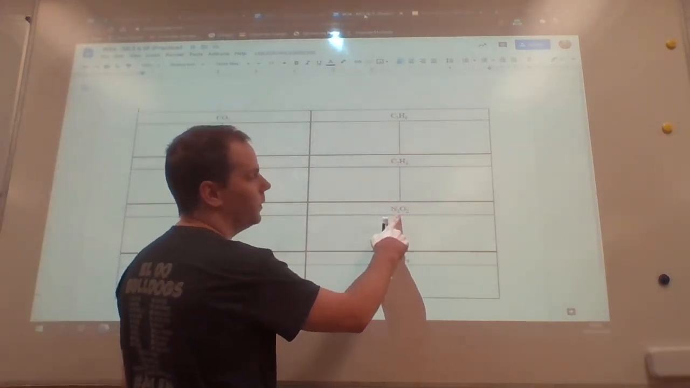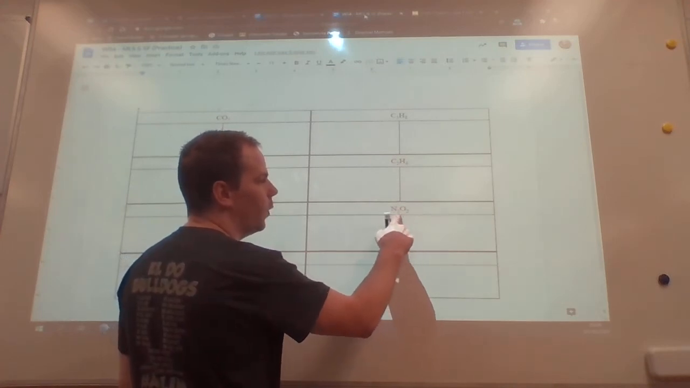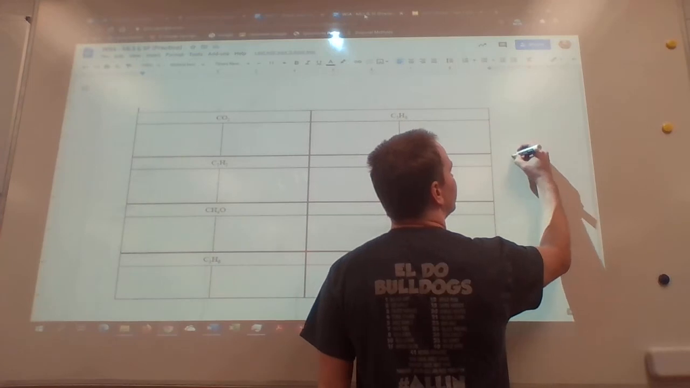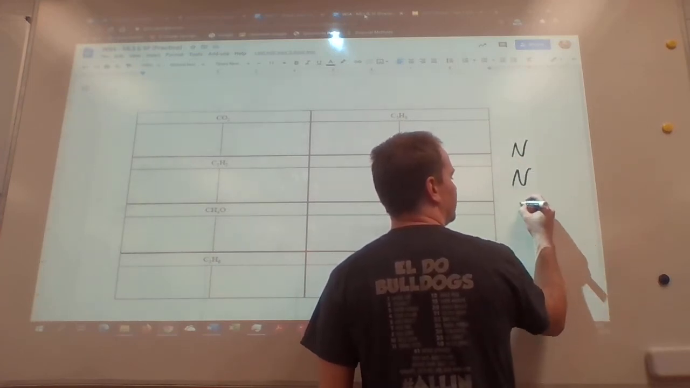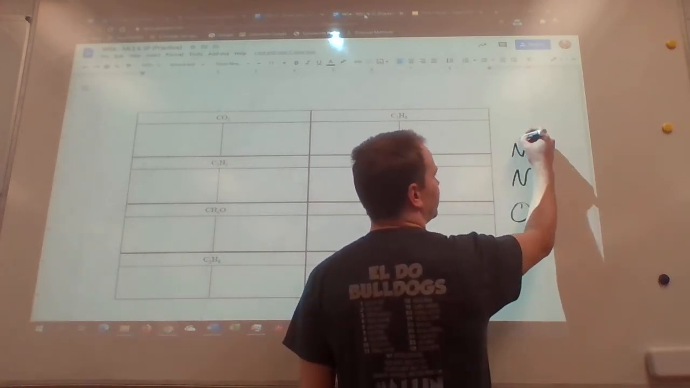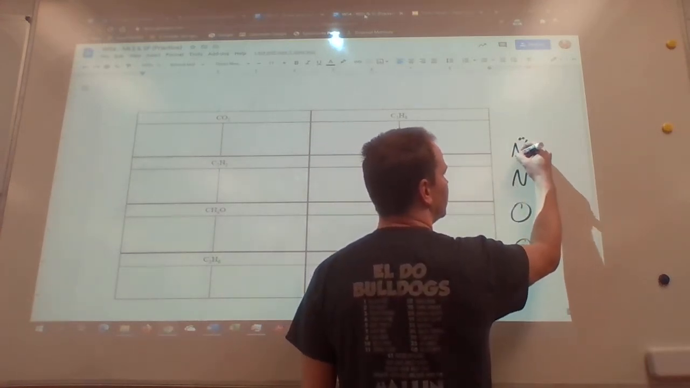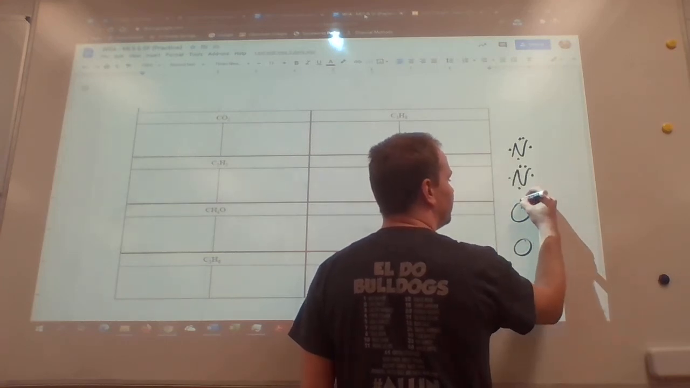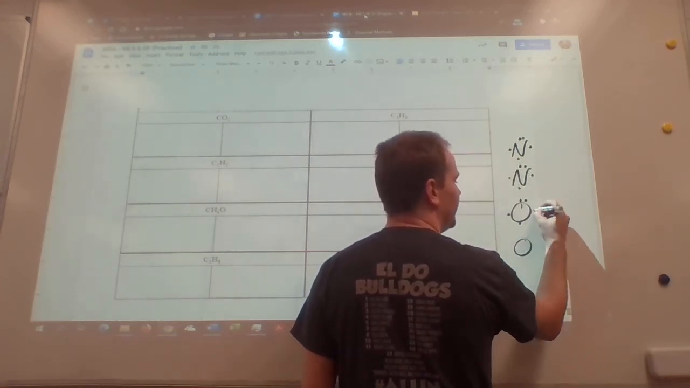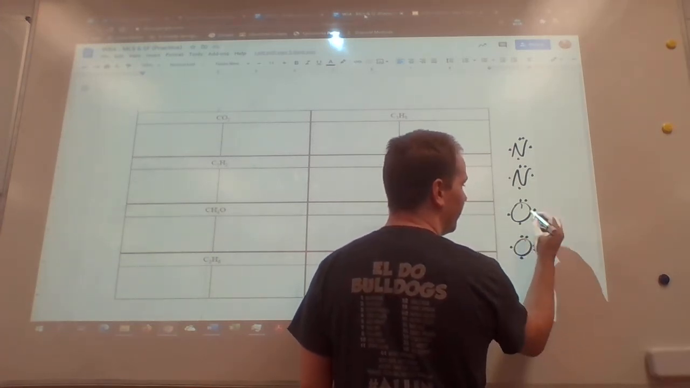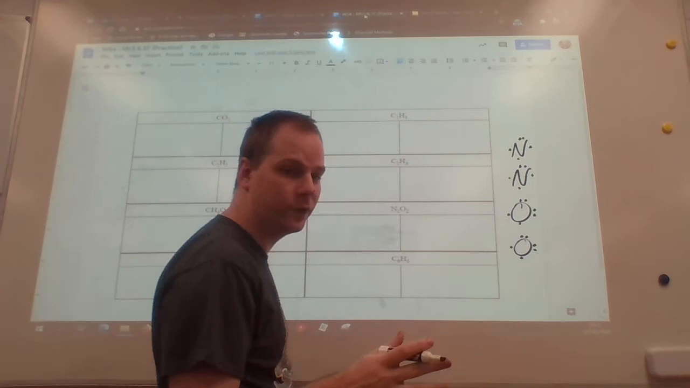So first off, we need to make a list of these. So we have 4 atoms, 2 nitrogens, 2 oxygens. So we have a nitrogen, nitrogen, oxygen, oxygen. 5 electrons around each nitrogen, and 6 around each oxygen. Remember, you have to put one on each side before you can start pairing them up.